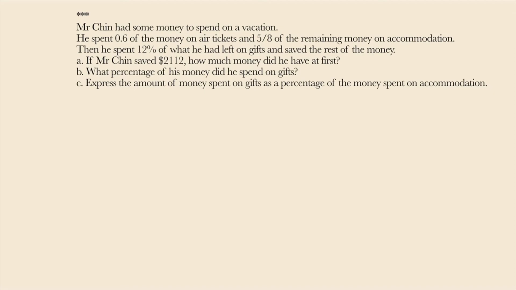Mr. Chin had some money to spend on a vacation. He spent 0.6. What a strange way of writing this, 0.6. Hey, we are used to fractions, so give us fractions. No, life is not so easy. And 5/8 of the remaining. Hey, that's the key phrase right there that tells us it's a branch method question. Then the question proceeds to give us a percentage, which we should convert to fractions. So these two, we have to convert to fractions.